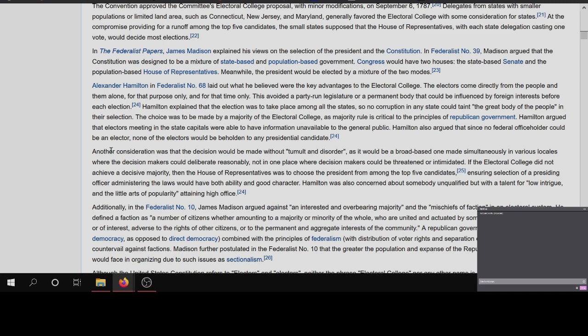As it would be a broad-based one made simultaneously in various locales where the decision makers could deliberate reasonably, not in one place where decision makers could be threatened or intimidated. If the Electoral College did not achieve a decisive majority, then the House of Representatives was to choose the president from among the top 5 candidates, ensuring selection of a presiding officer, administering.